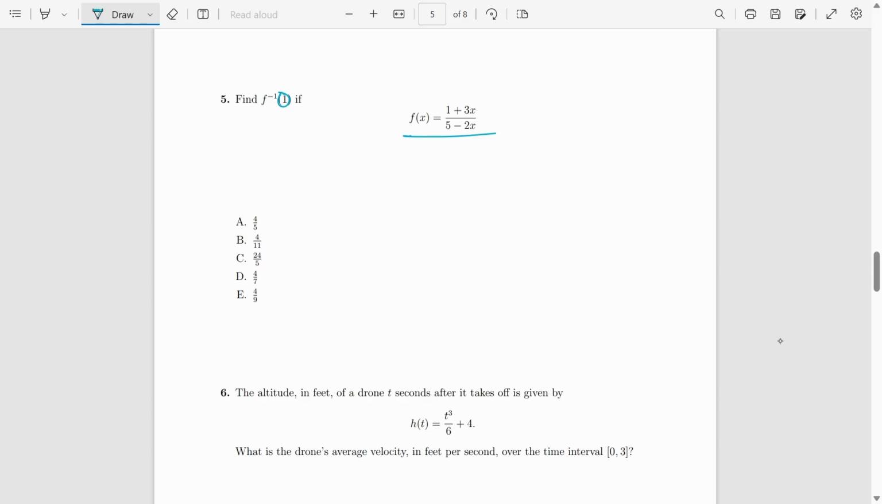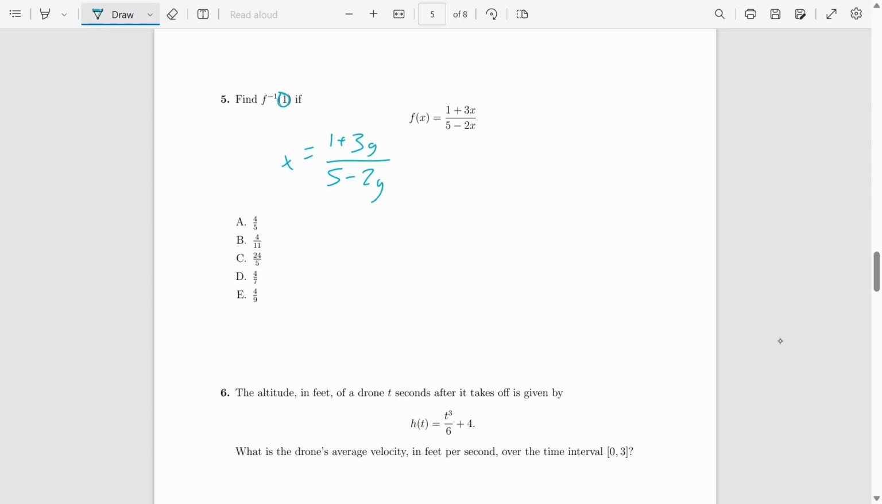And then we'll get some value. So finding inverses, remember what you do is, first we're going to rewrite it with a y instead of an f of x. So y equals (1 + 3x) over (5 - 2x). All you do is just swap the x and the y. So this y becomes an x, and these two x's become y's.